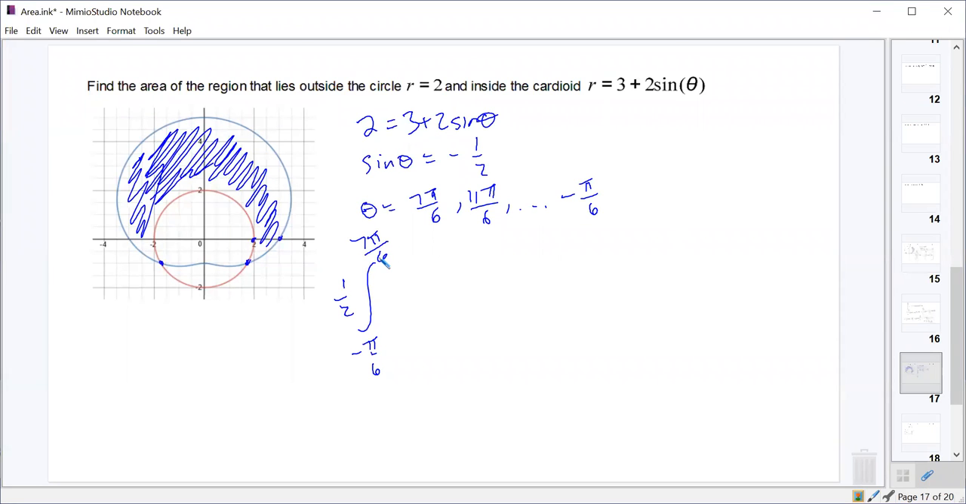of the outer r value squared. And what's our outer r value? That's the cardioid, right? Yeah, you could do negative pi over 6 to pi over 2 if you wanted to, and then double it. That'd be fine. But we're going to do it this way since we've already started it. Negative pi over 6 to 7 pi over 6 of our cardioid squared, 3 plus 2 sine theta squared, minus the circle, which is 2 squared, d theta. Everybody good with that?